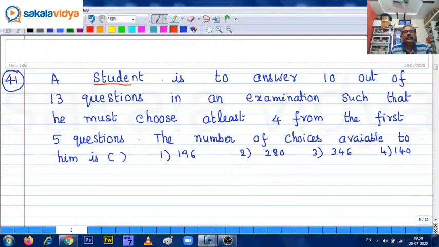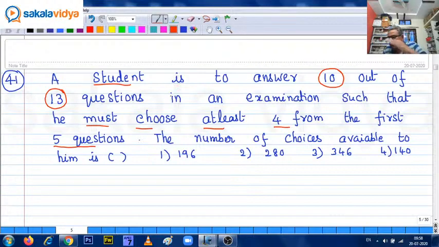A student is to answer 10 out of 13 questions. There are 13 questions in the question paper, but the student only needs to attempt 10 questions. But what is the condition given here? He must choose at least 4 from the first 5 questions. It is compulsory to attempt 4 questions from the first set of 5 questions. Understood? That means either 4 questions or 5 questions, so 2 chances.